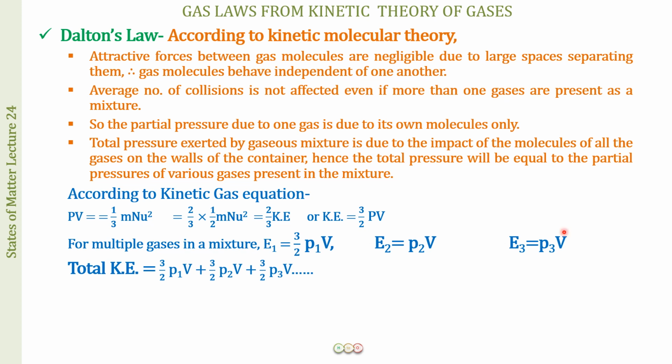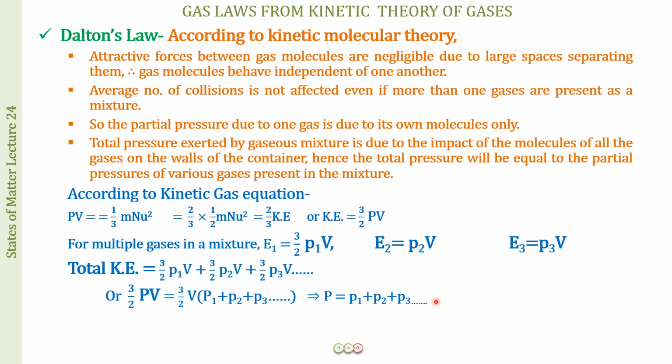Now the total kinetic energy is equal to E1 plus E2 plus E3, which is equal to 3/2 P1 into V plus 3/2 P2 into V plus 3/2 P3 into V, and so on if there are n number of gases, right? So we have 3/2 PV, which is the total kinetic energy, equal to 3/2 V, taking these as common, multiplied by the sum of P1, P2, P3 and so on. So what do we get? Cancelling out 3/2 V on both sides, we get P, the total pressure exerted by the gas, equal to P1 plus P2 plus P3 and so on, right?